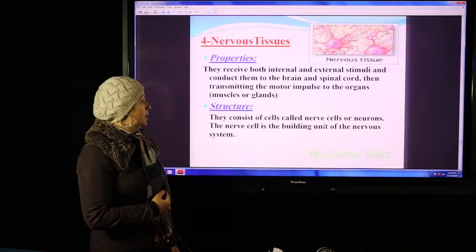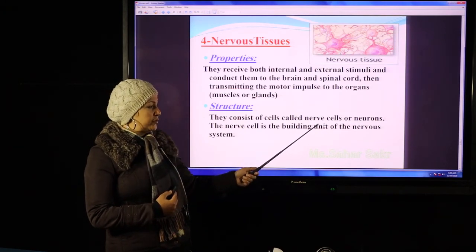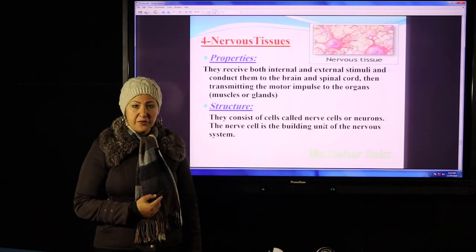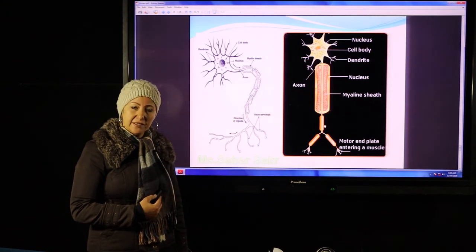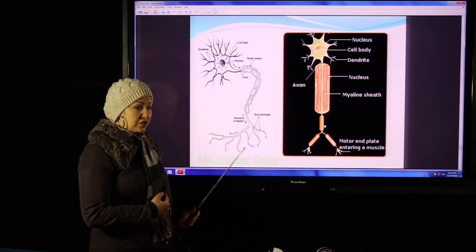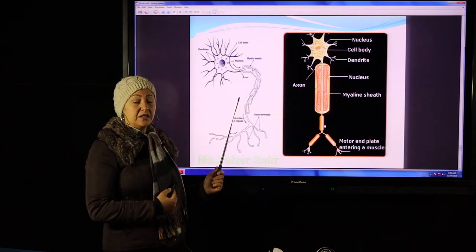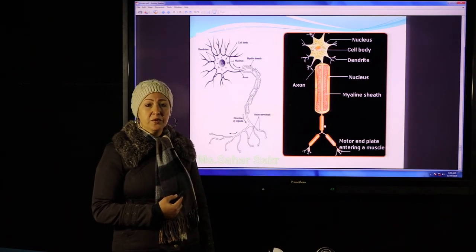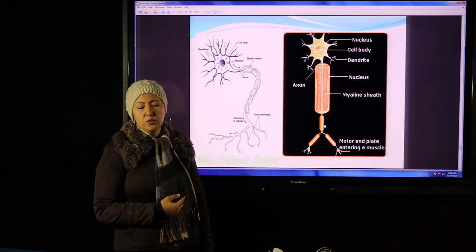Okay? Also, the nervous tissue consists of cells which are called nerve cells or neurons. A neuron, or the nerve cell, is the building unit of the nervous system. This is the shape of the neuron or the nerve cell. It's the longest cell inside the body. It consists of a cell body, and it consists of a long tail which is called the axon. Look, it's the longest cell inside the body, to transmit the nerve impulses from the organ to the brain and the spinal cord, and also from the brain and the spinal cord to all body parts.